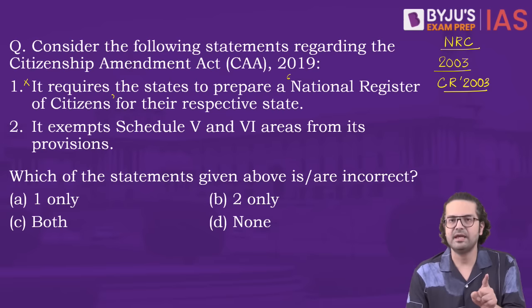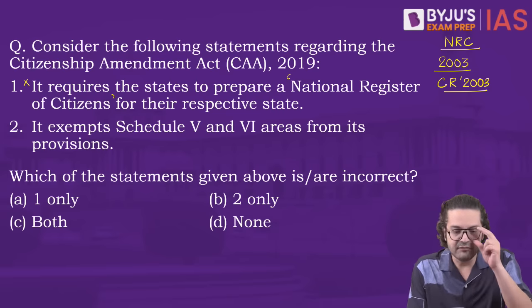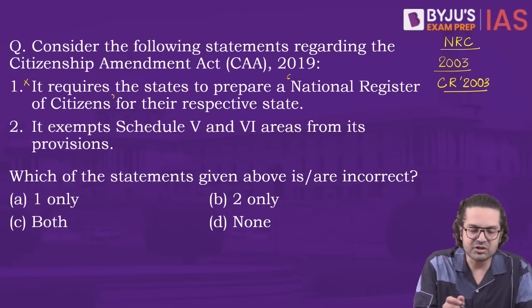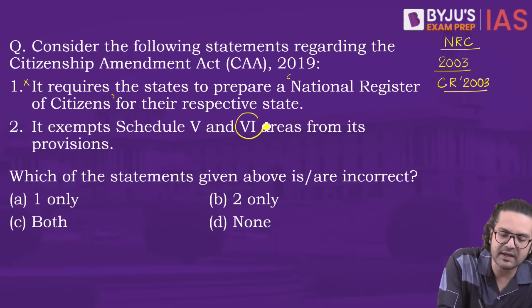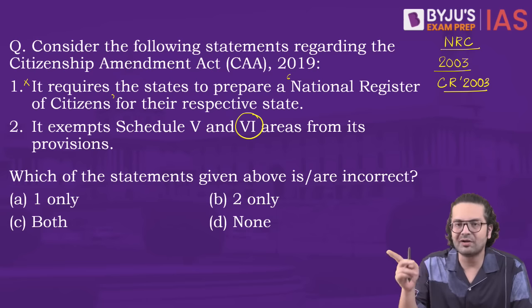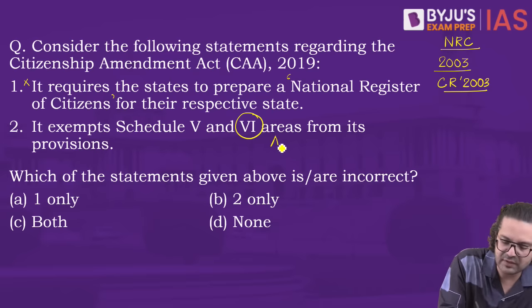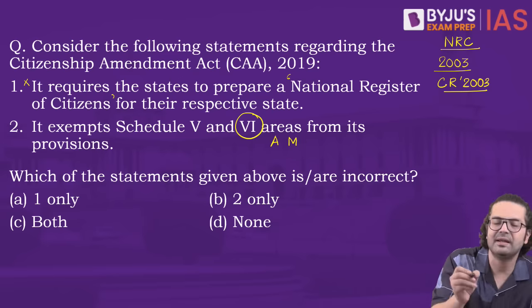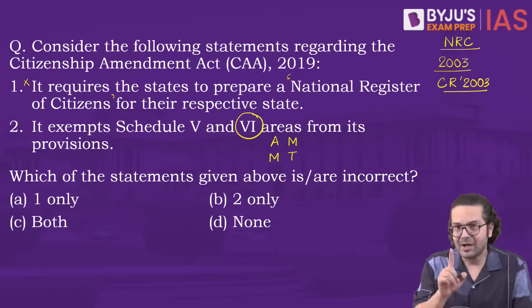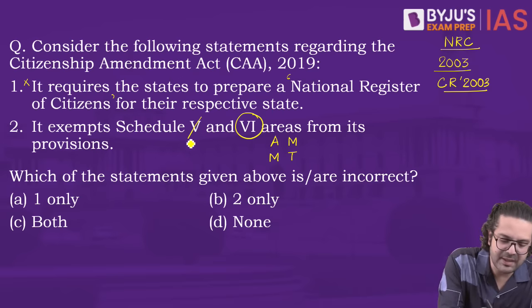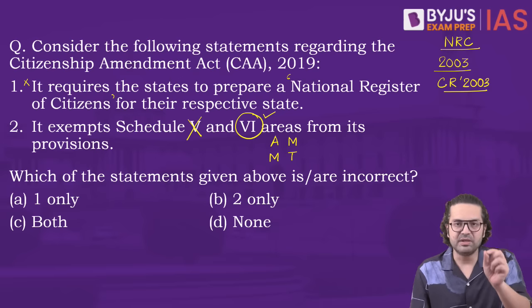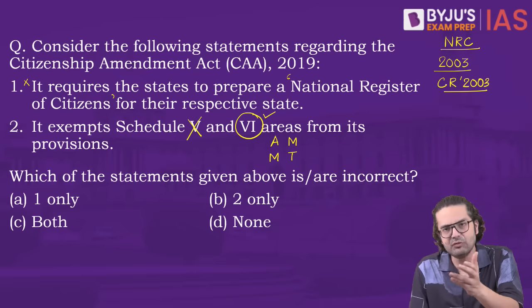Yes, the benefits of CAA will not apply to all those illegal migrants living in the Schedule 6 areas, the 10 autonomous districts in 4 northeastern states of Assam, then Meghalaya, then Mizoram and Tripura. However, it is still applicable to those people who are residing in Schedule 5 areas.